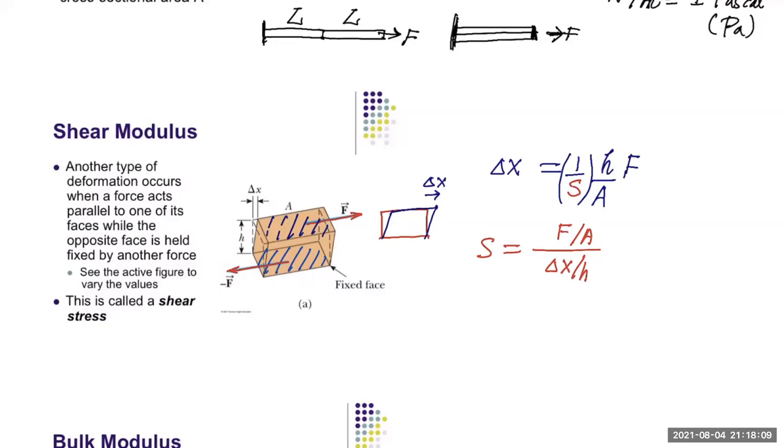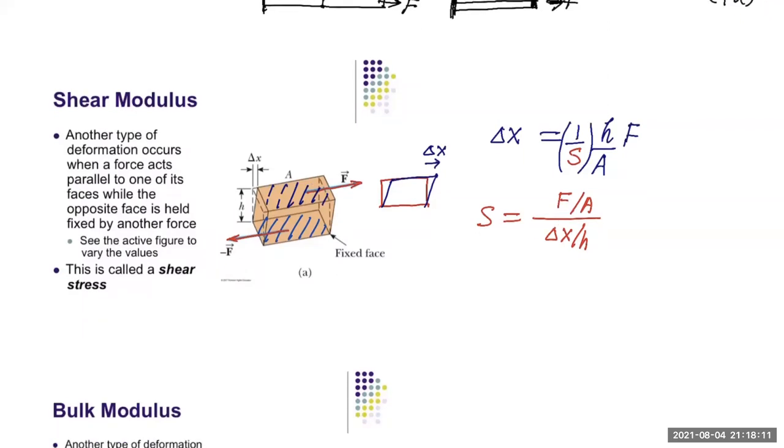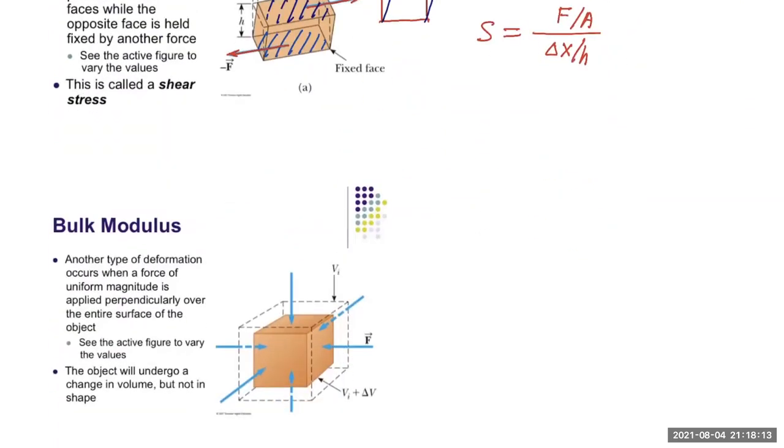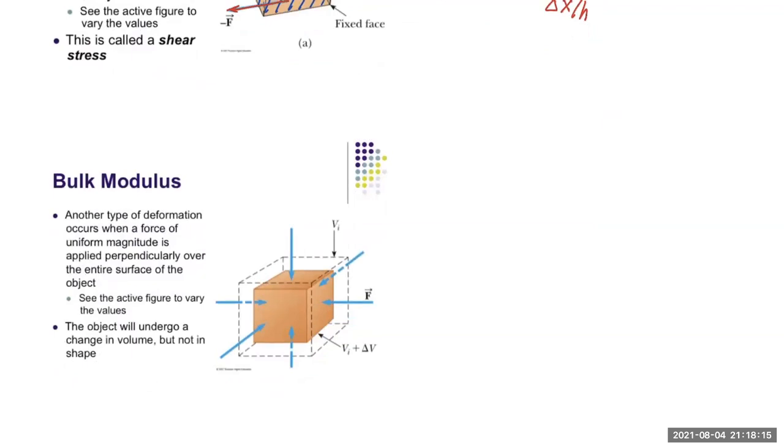And the unit is the same as the Young's modulus, in Pascal. Now the bulk modulus is for three-dimensional deformation. When you put something in a fluid, the fluid exerts a force in all directions on that object, and that will make it smaller. That will compress it. How much smaller does the volume get? That has to do with the so-called bulk modulus.